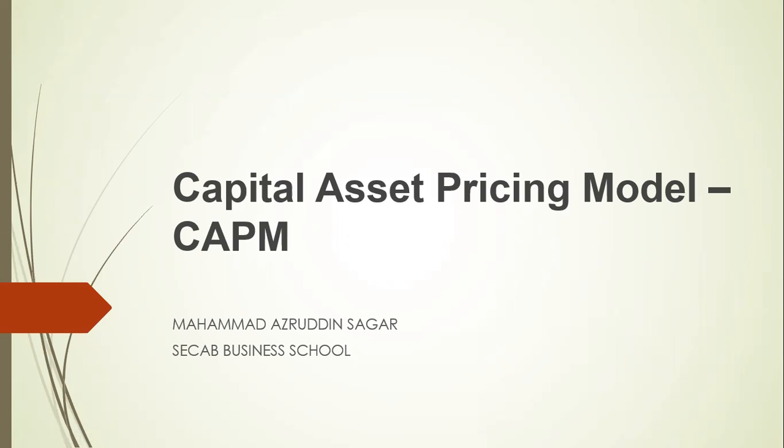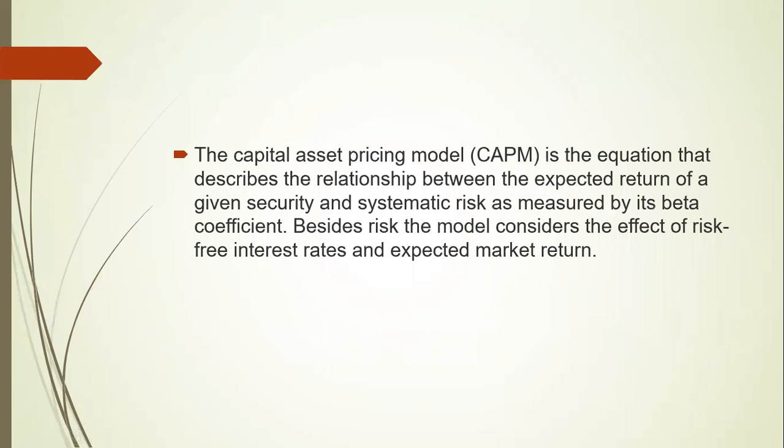So we have seen two theories, one is the Markowitz model and the Sharpe index model. Now we will learn the capital asset pricing model, that is called CAPM. The capital asset pricing model is the equation that describes the relationship between the expected return of a given security and the systematic risk as measured by its beta coefficient.